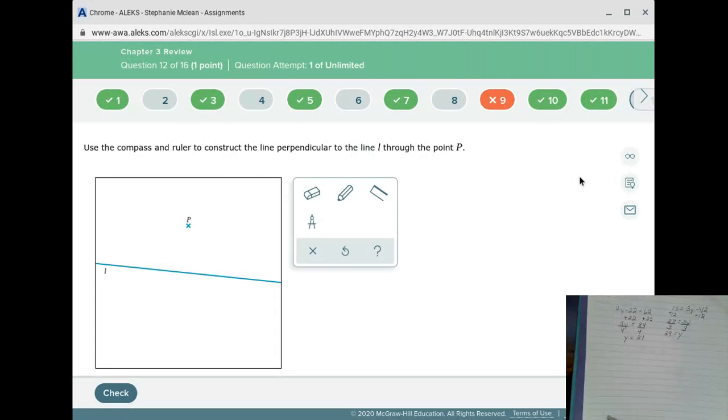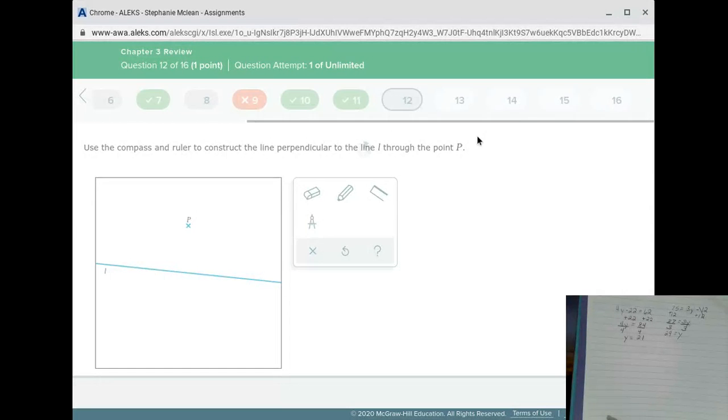This is the exact same as the last one I did. What I want you to remember is that you're only going to reset the size of your compass one time in between drawing. Let's move on to problem 13.